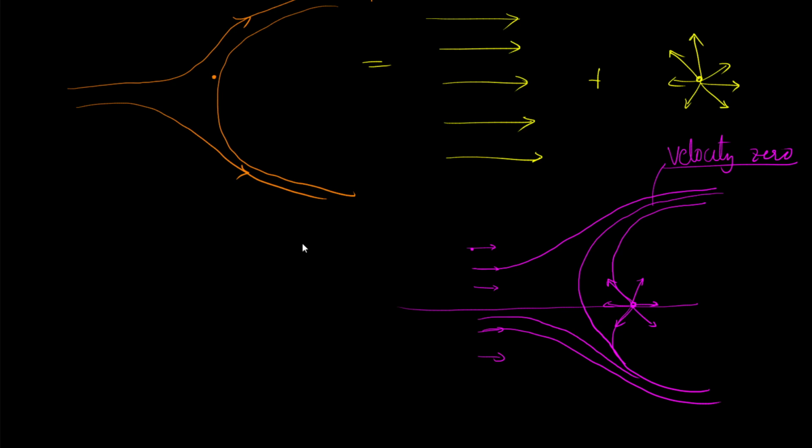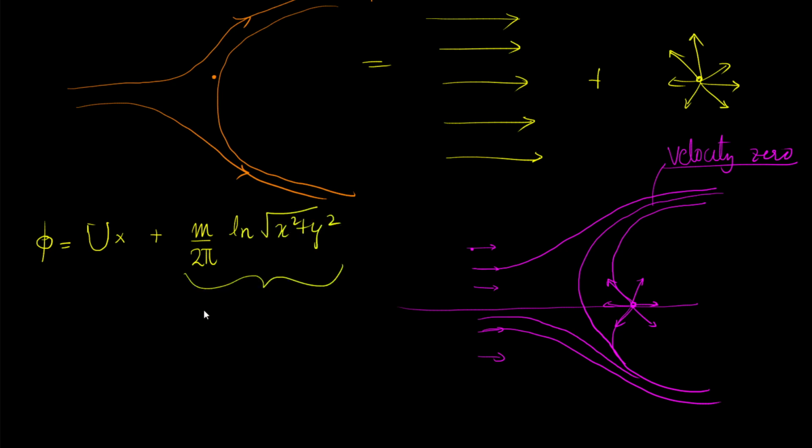So what is the solution for this? The solution for phi would be the uniform flow, which is this particular solution, plus a mass source, m upon 2 pi ln of square root of x square plus y square. So this is a mass source at the origin, while this is a uniform flow.